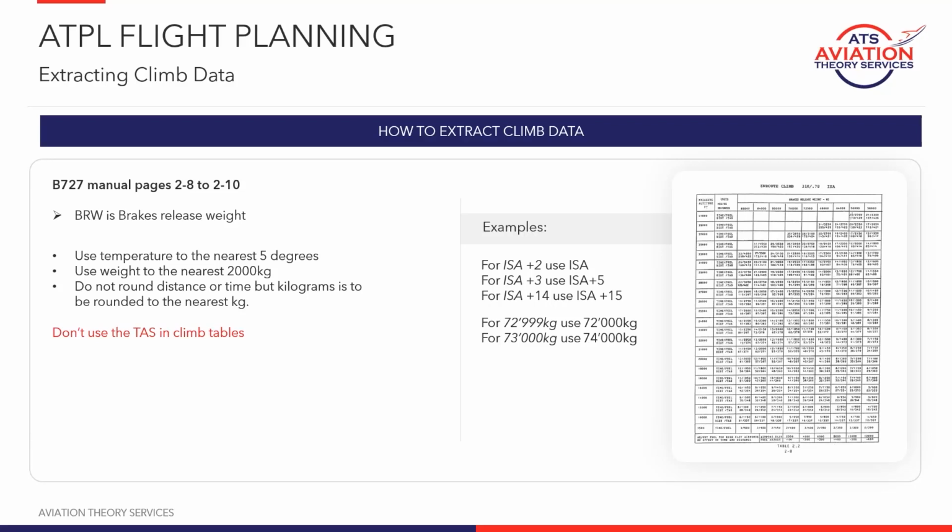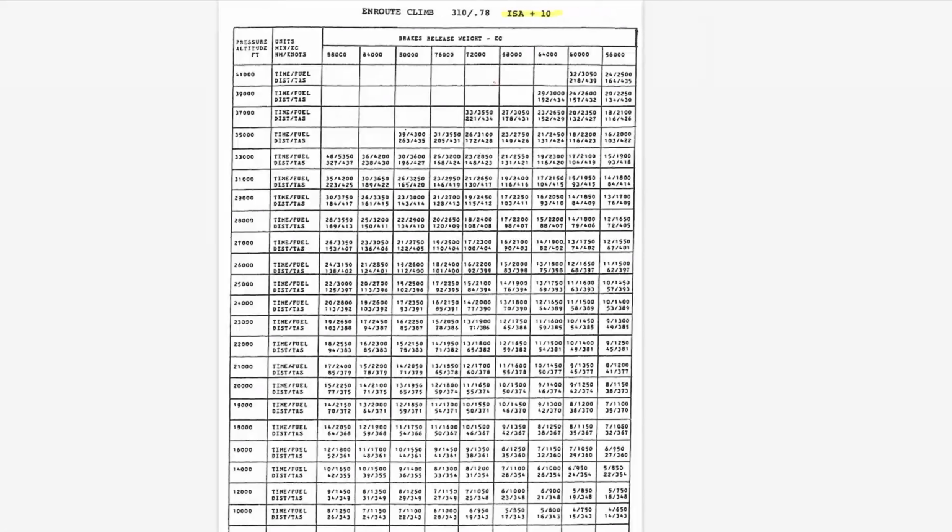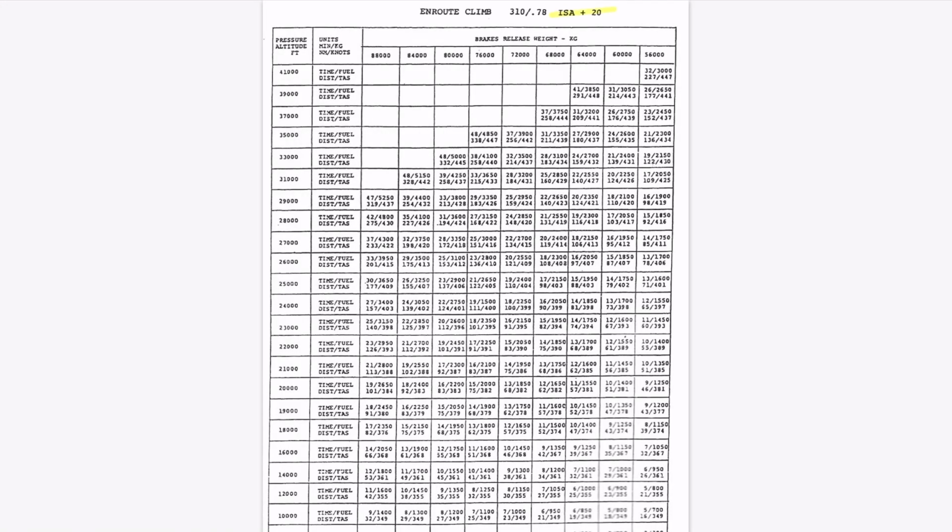Now that we're confident in calculating wind and temperature data, we can apply it to the first phase of our flight, climbing. For this, the climb data is available on pages 2-8 to 2-10 of the Boeing 727 handbook. Looking at the top of the pages, we can see the data presented is for 3 ISA deviations. We have ISA, ISA plus 10, and ISA plus 20.